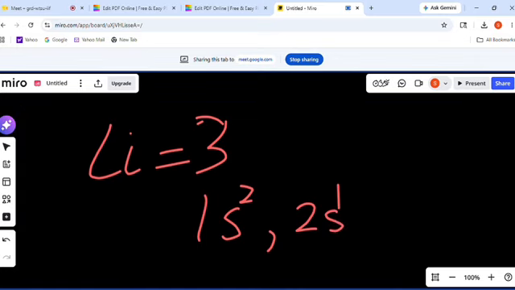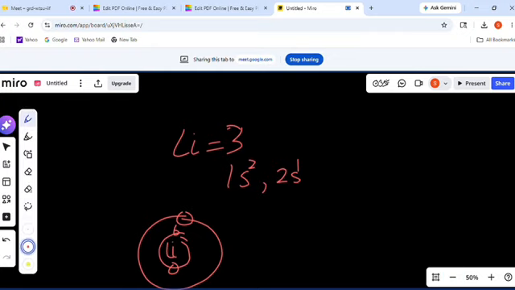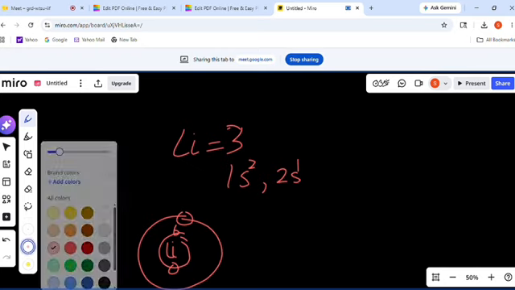So in order to draw its structure, the first shell of the lithium will contain 2 electrons and the last shell, its valence shell, will contain 1 electron. So the lithium will have only 3 electrons and 1 electron in its valence shell.